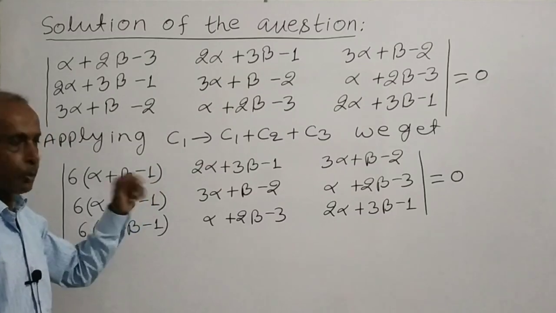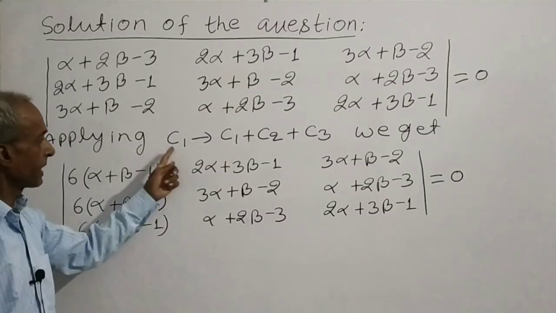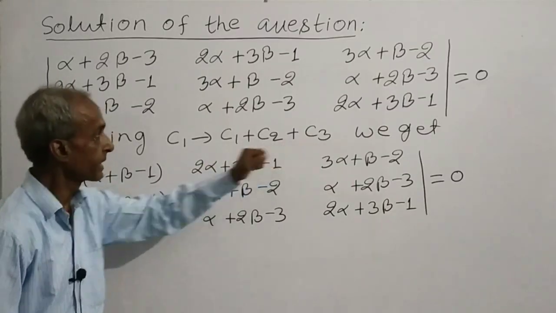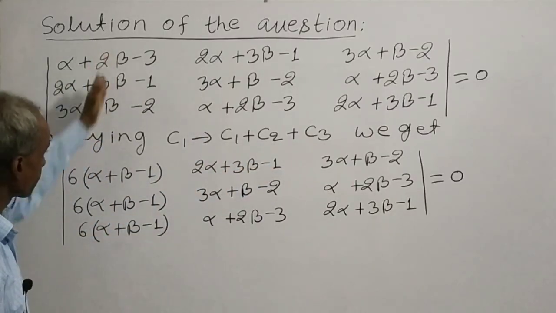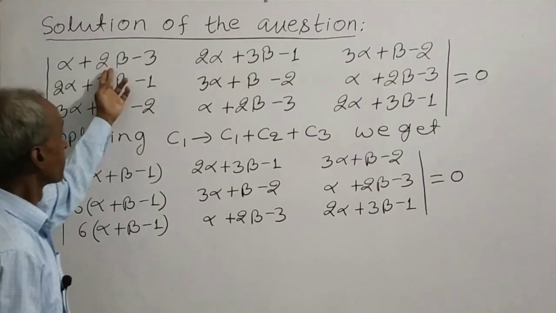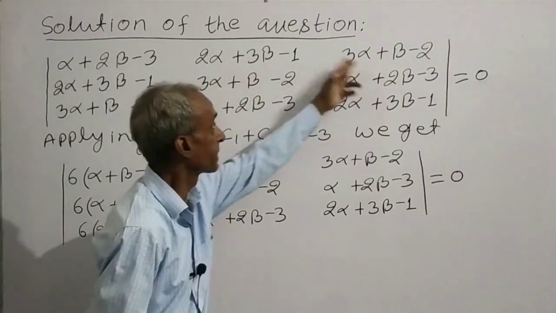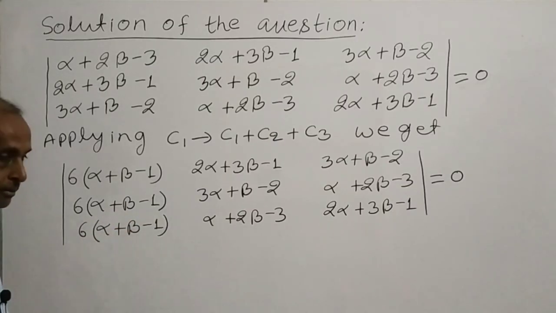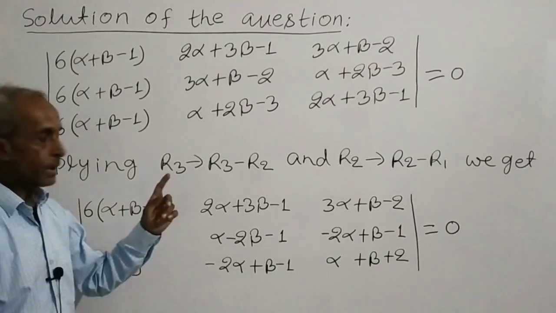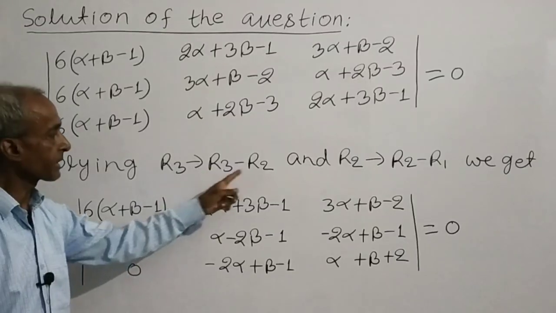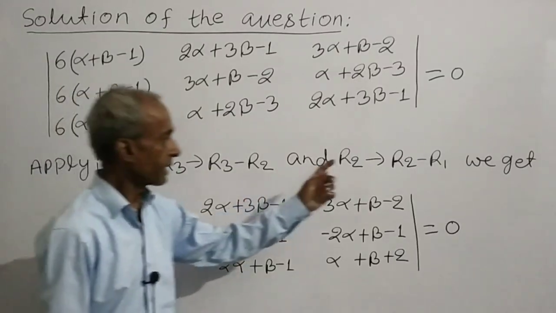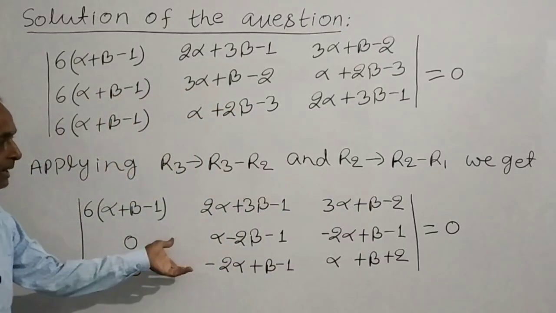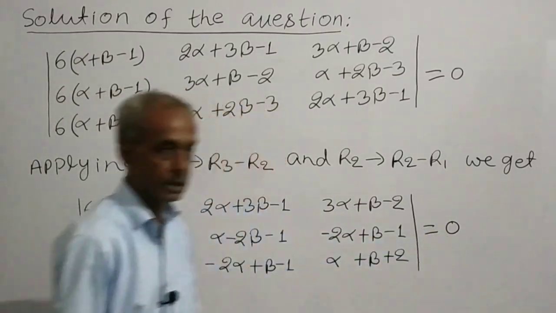Now we apply the properties of determinants. In place of C1, we write C1 plus C2 plus C3. In place of this C1, we write C1 plus C2 plus C3 and write here. Similarly here and here. Now in place of R3, we write R3 minus R2, and in place of R2, we write R2 minus R1. Then we get this determinant is equal to 0.